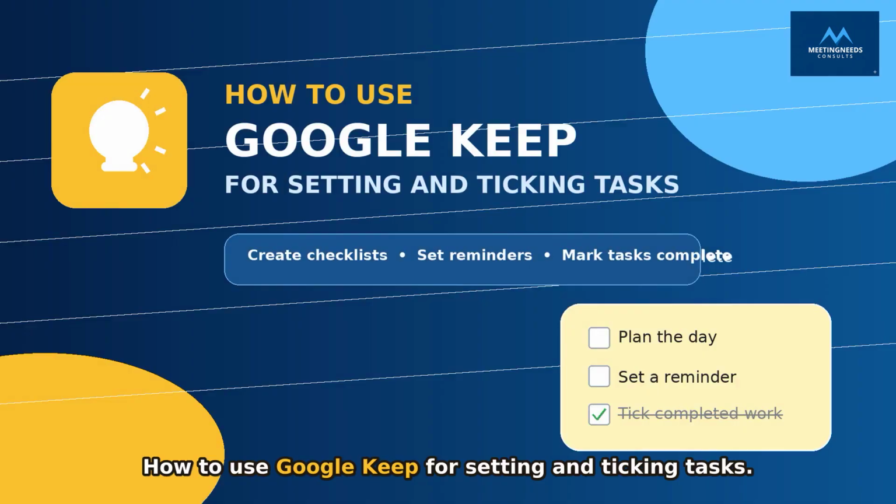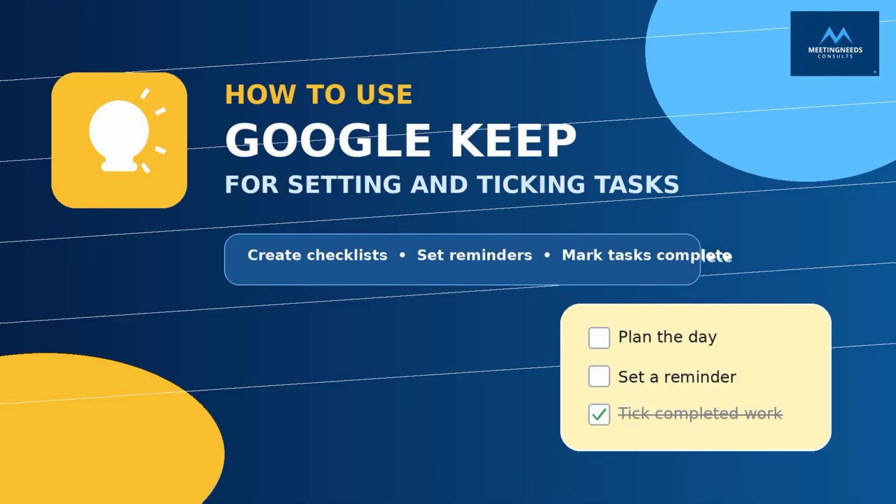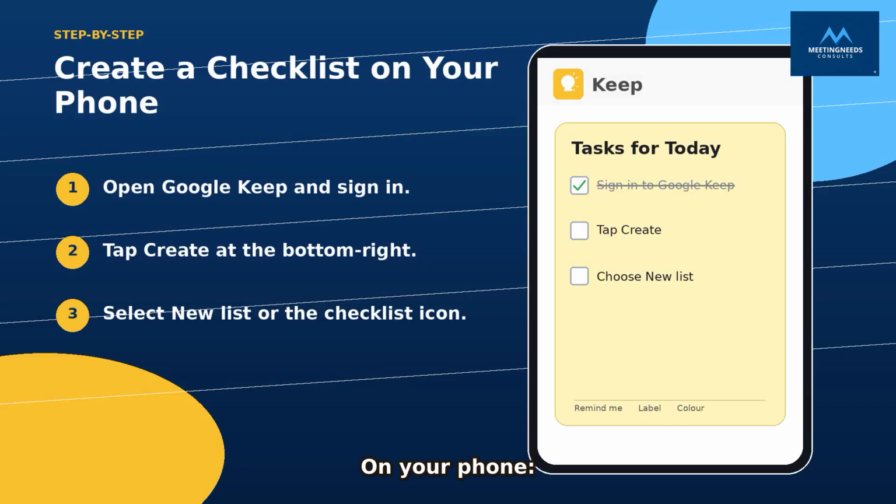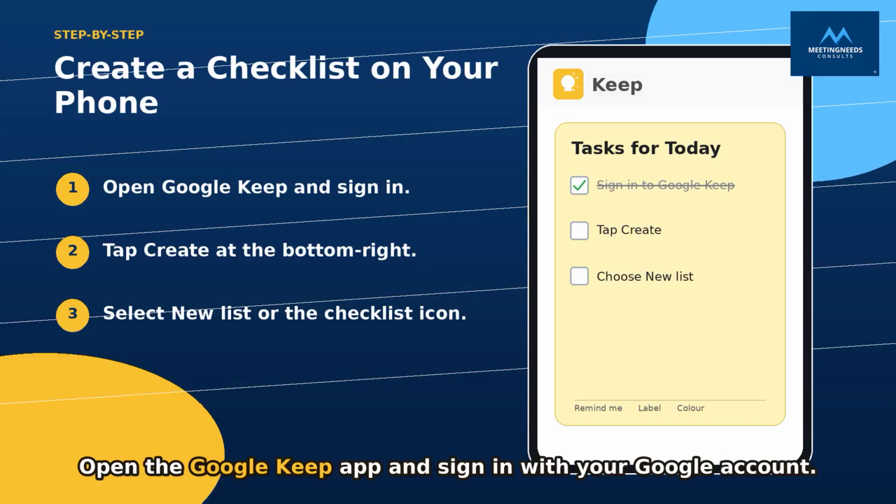How to use Google Keep for setting and ticking tasks. Google Keep allows you to create simple checklists, set reminders, and mark completed tasks. On your phone: 1. Open the Google Keep app and sign in with your Google account.